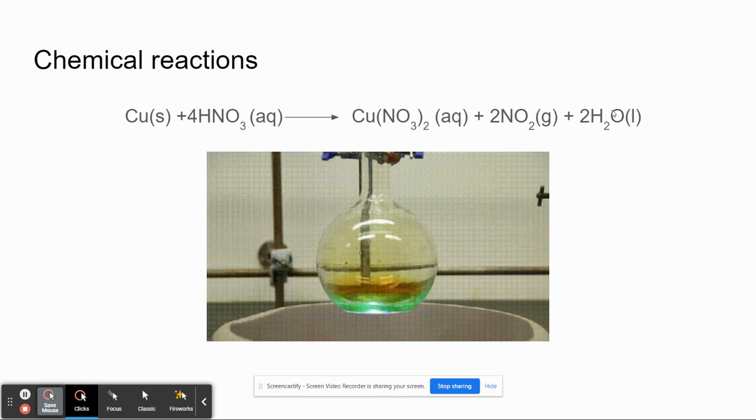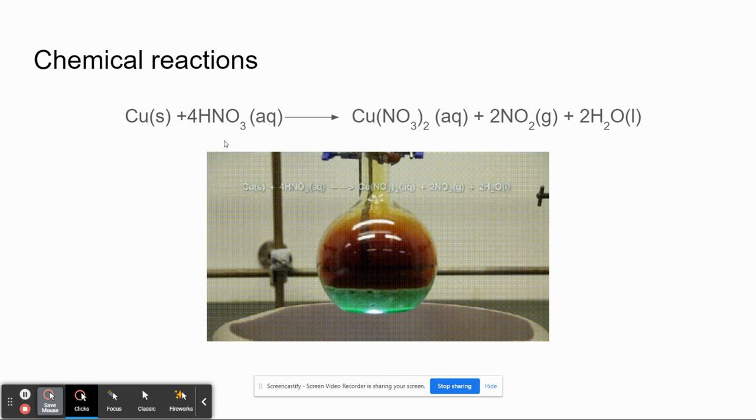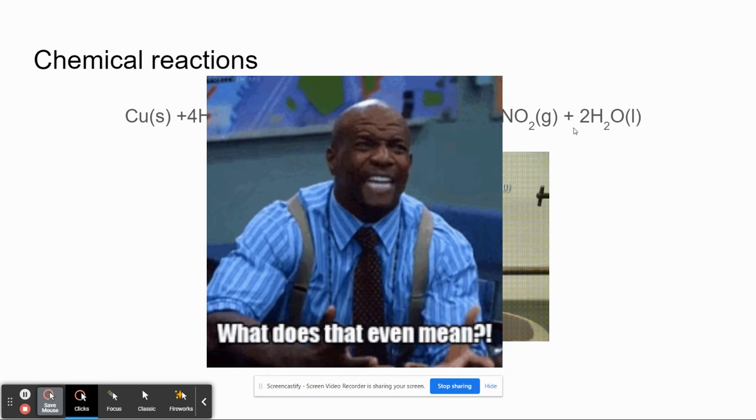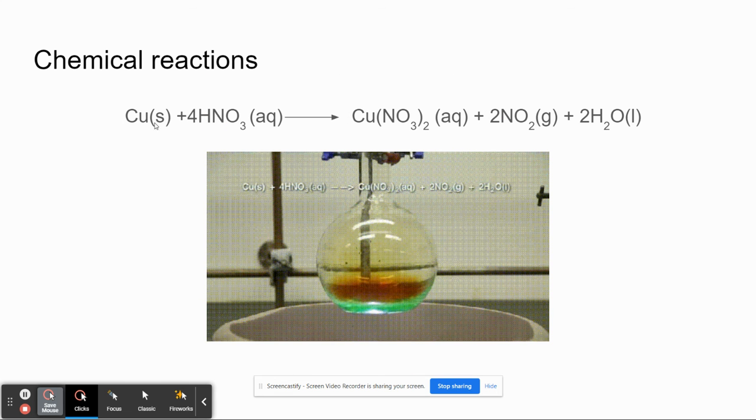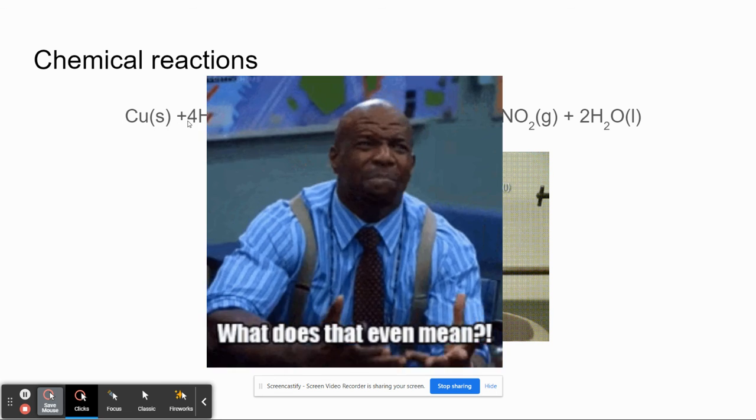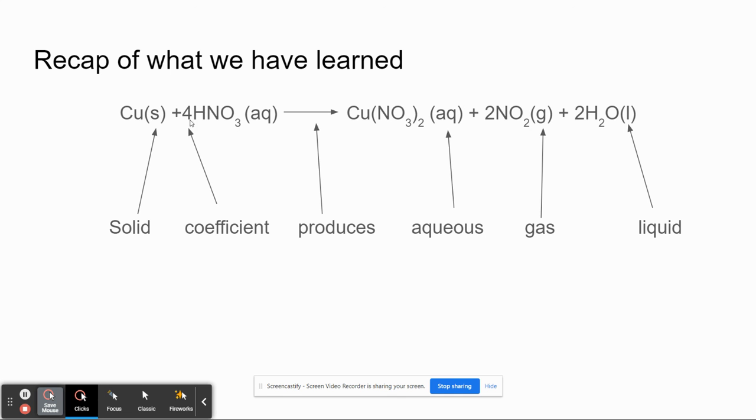All right, so when you look at all this stuff, this is the chemical reaction that is shown here in this GIF. You look at all this and it's like, wow, that is complicated. What does that even mean? Well, we've talked about it. We know what this is. We've got an element that's in that parentheses S. That means it's a solid. We know that 4, that's a coefficient. That's how many units there are. We don't have to know what all these are. These are different compounds that we're not going to necessarily get into.